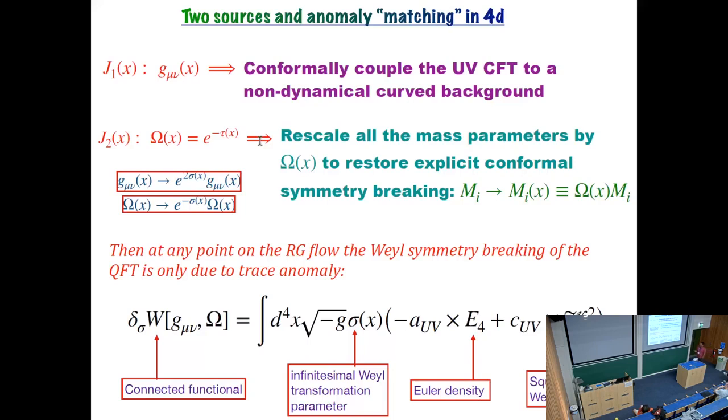The only Weyl symmetry breaking of this theory at any energy scale should be given by the trace anomaly coefficients. I'm assuming there are no other couplings or background fields, so there are only two terms, given by a_UV and c_UV, known as the a anomaly and the c anomaly coefficients. The a anomaly appears as the coefficient of the Euler density, and the c anomaly as the coefficient of the Weyl tensor squared, a particular combination of curvature tensor squares. This has to be true at all energy scales, and we refer to it as the anomaly matching condition, because we can match this from both the UV and the IR.